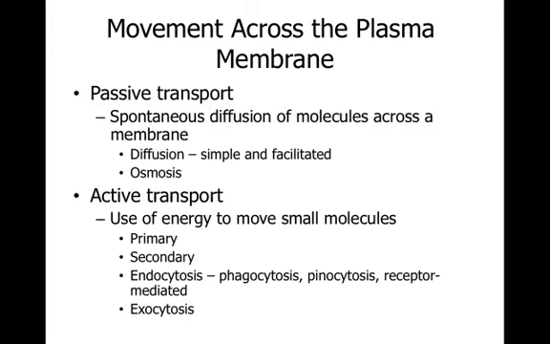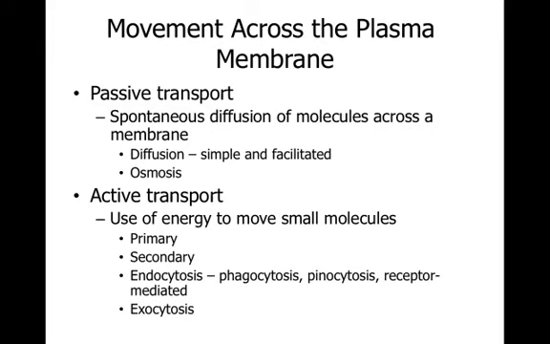There are a couple of ways that we can have things move across the plasma membrane. We've already mentioned that we have proteins that allow this to occur, but there are also some things that can move very freely through that phospholipid bilayer. And we actually have two types of transport. We have passive transport and active transport.